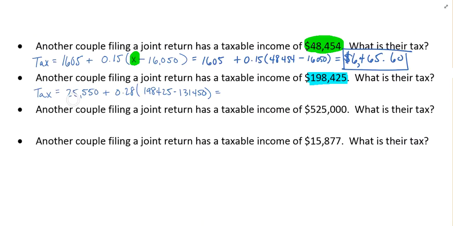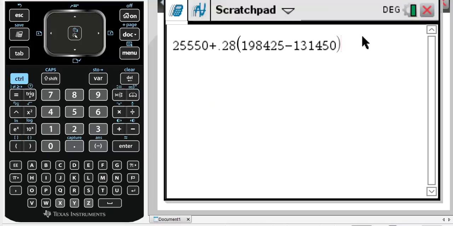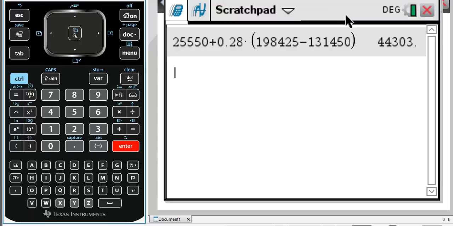And here's the setup: $25,550 plus 28% of the amount of money that's earned over $131,450. And finally, here's the expression as I would type it into my calculator. Knowing that this calculator follows the order of operations makes it really nice when computing this sort of result. And it looks like this couple's taxes are going to be $44,303.